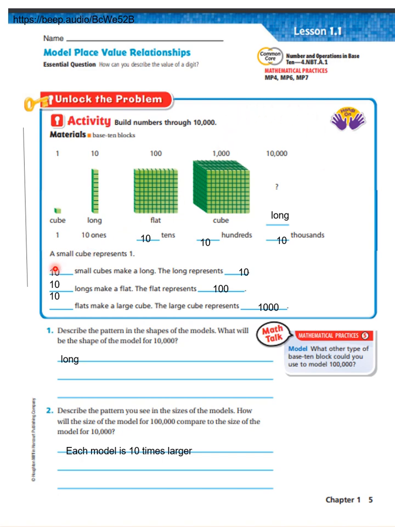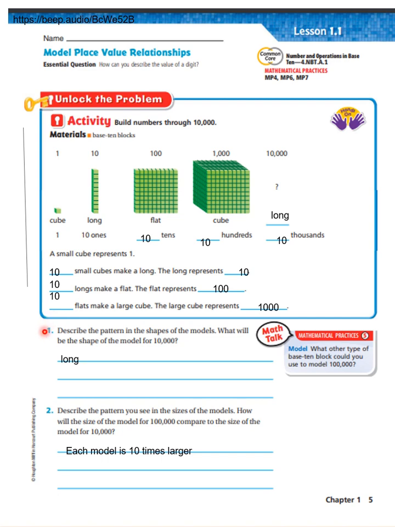All right, it says a small cube represents 1. 10 small cubes make a long. The long represents 10. 10 longs make a flat. The flat represents 100. 10 flats make a large cube. The large cube represents 1,000. Make sure you fill in your worksheet, boys and girls.